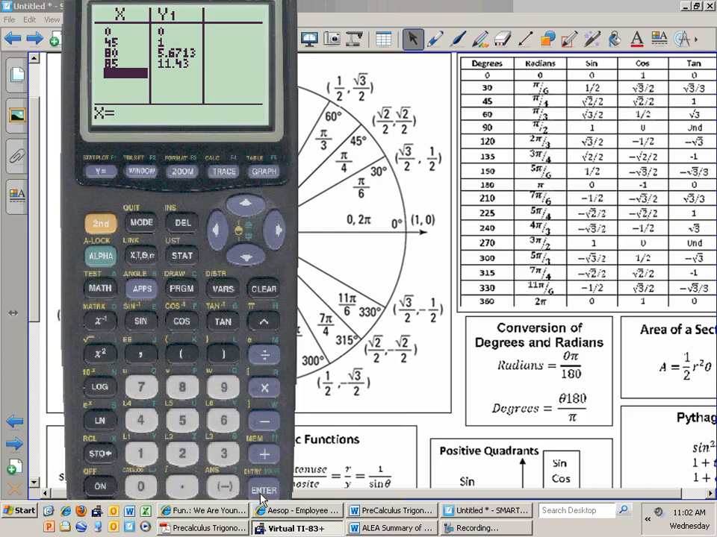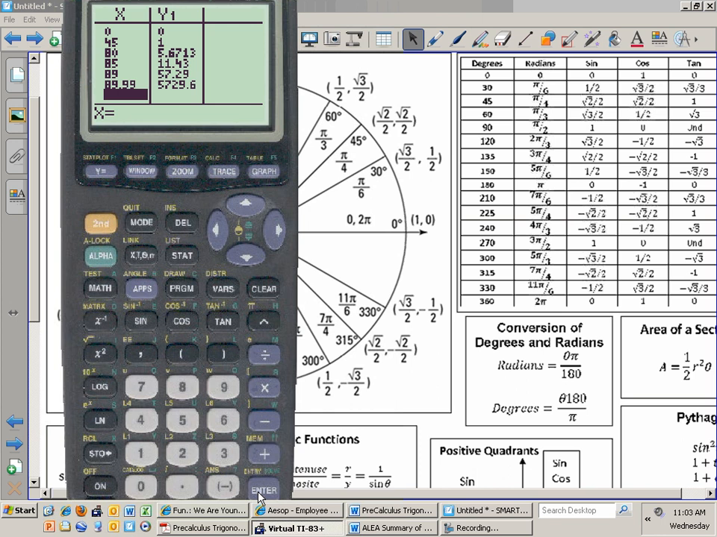Let's try 85 degrees. 11.43. Let's try 89 degrees. 57. Let's try 89.99. 5,229. So, any guess where it's going towards? Infinity. Now, if you think about it, y over x, rise over run. That's the same thing as what? Slope. Well, the slope of a line that's straight up and down is what? Undefined. We don't know what it is.